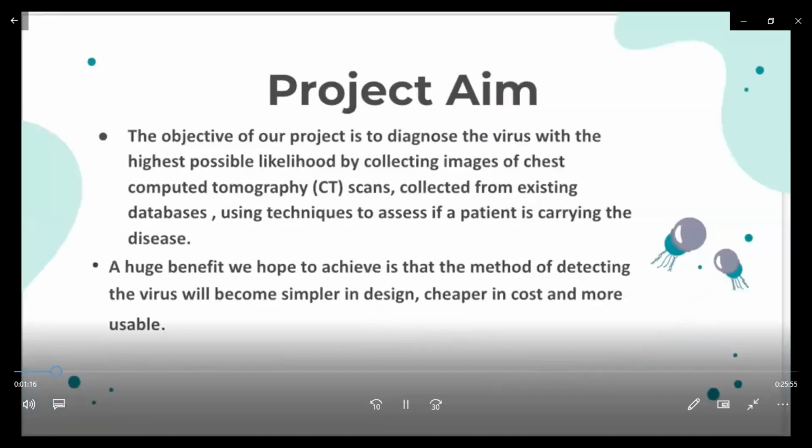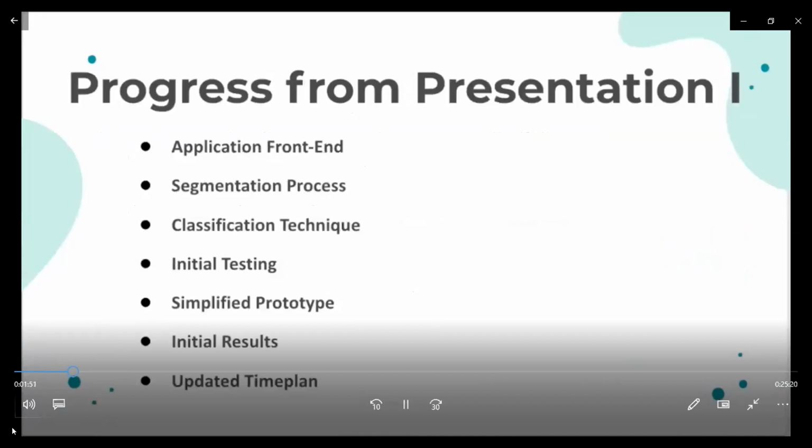Starting with the project's aim, we have maintained a clear objective for our project, which is the diagnosis of the virus with the highest possible degree of accuracy by collecting images of chest computed tomography, or CT, scans that are retrieved from established databases, and then utilizing techniques to assess whether or not a patient should be designated as a virus carrier. To present our aim in a shortened form, we hope to achieve a concrete method of detecting the virus, which is meant to become simpler in design, cheaper in cost, easier to extract, and wider in access than the other current alternatives available.